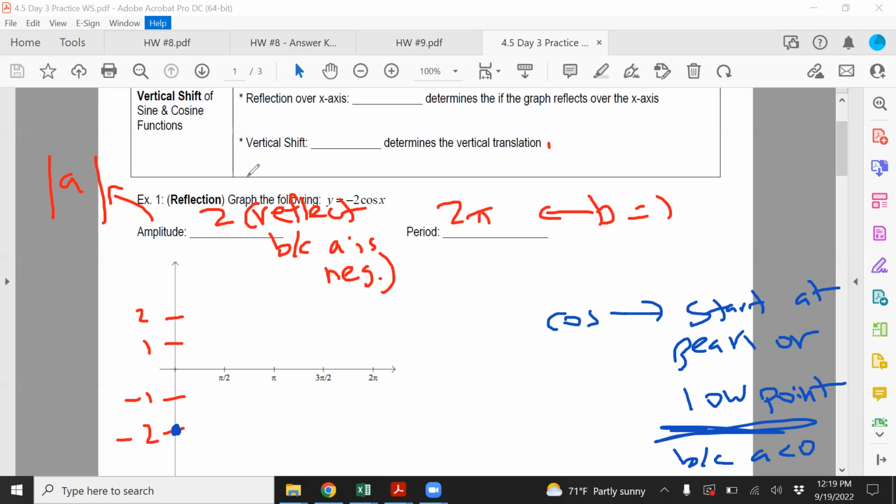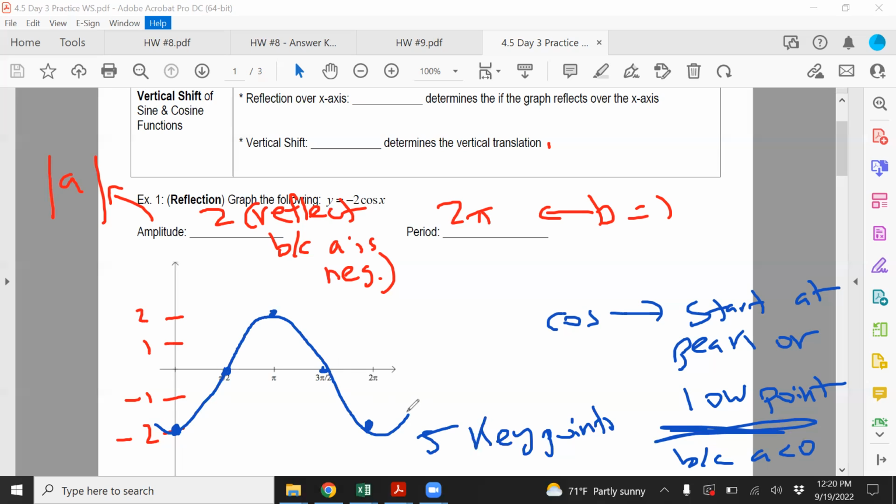That's totally fine. Remember, you need 5 key points. 5 key points. And also the period is 2 pi, so we're going to end at the same place. So where do you think the other points are going to be, based on how we expect cosine? At pi over 2, what would be the y coordinate? 0. What would be the y coordinate at pi? 2. And the y coordinate at 3 pi over 2? 0 again. Excellent. And there's your graph.